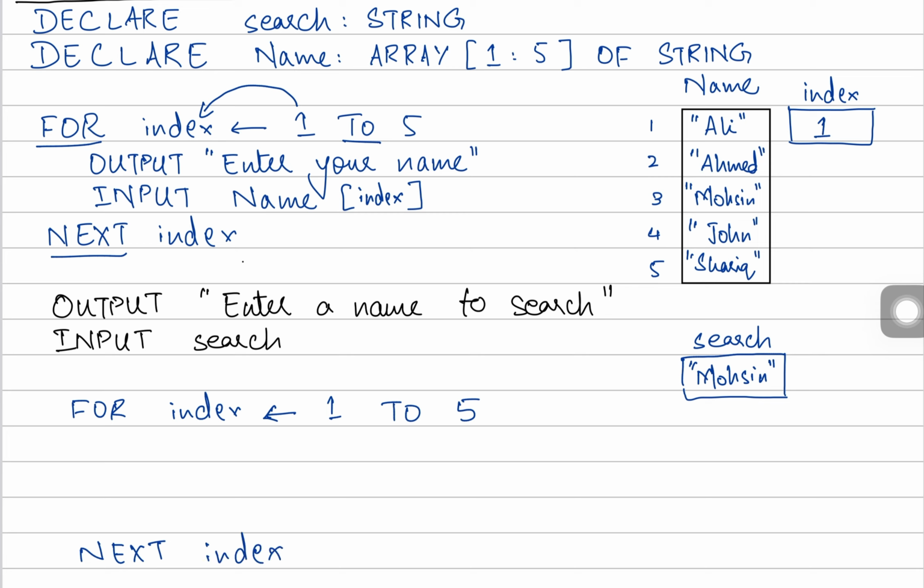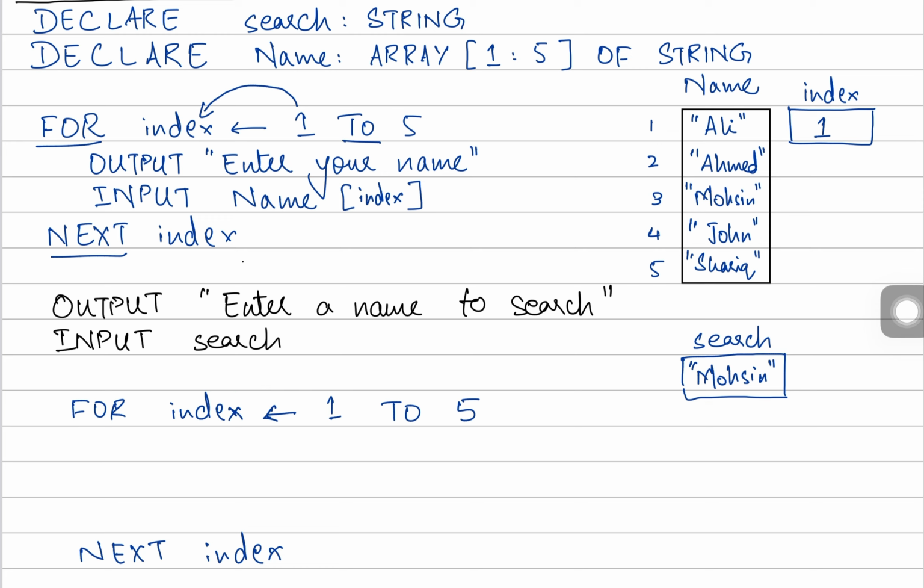Some students usually get confused with this variable index: sir, we have used it in the previous code, can we use it again? Yes, you can, because in the first line you assign the value of 1 to index. Whatever the last value was in the previous code, it ended at 5, so when you assign 1 to it again, it will be replaced. So don't worry about that.